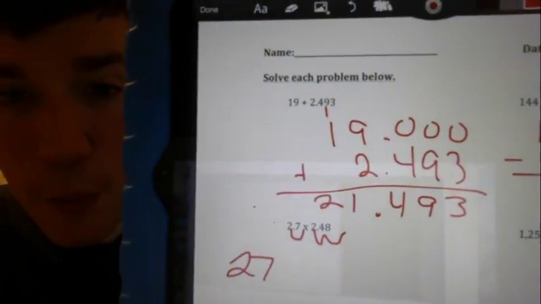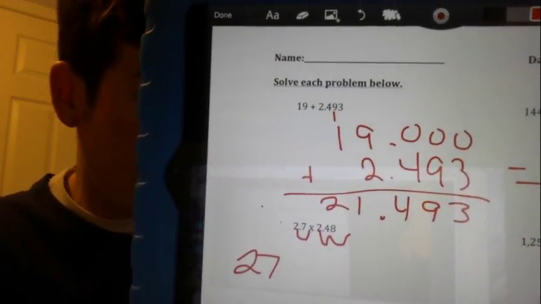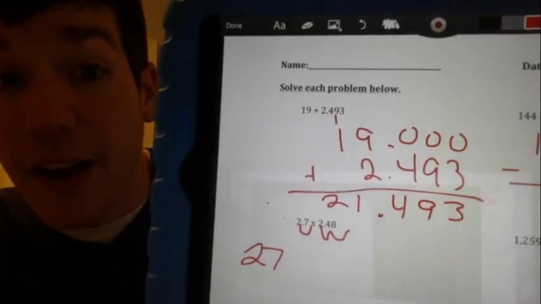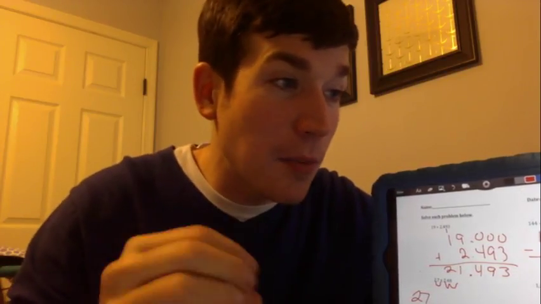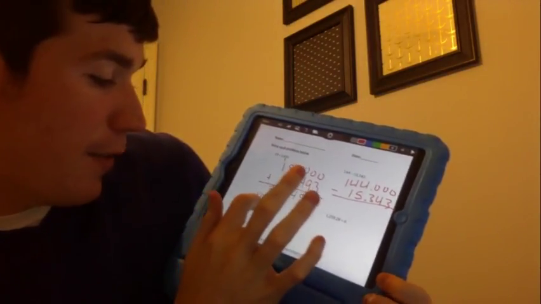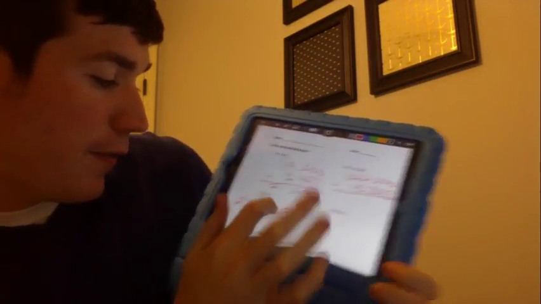Now, the reason I'm going to move it over 2 times there is because we had digits into the hundredths place. Now, if I move it over once, that's multiplying by 10. If I move it over twice, that's the same as multiplying by 10 twice, which is the same as multiplying by 100. So you're going to get 27 times 248.